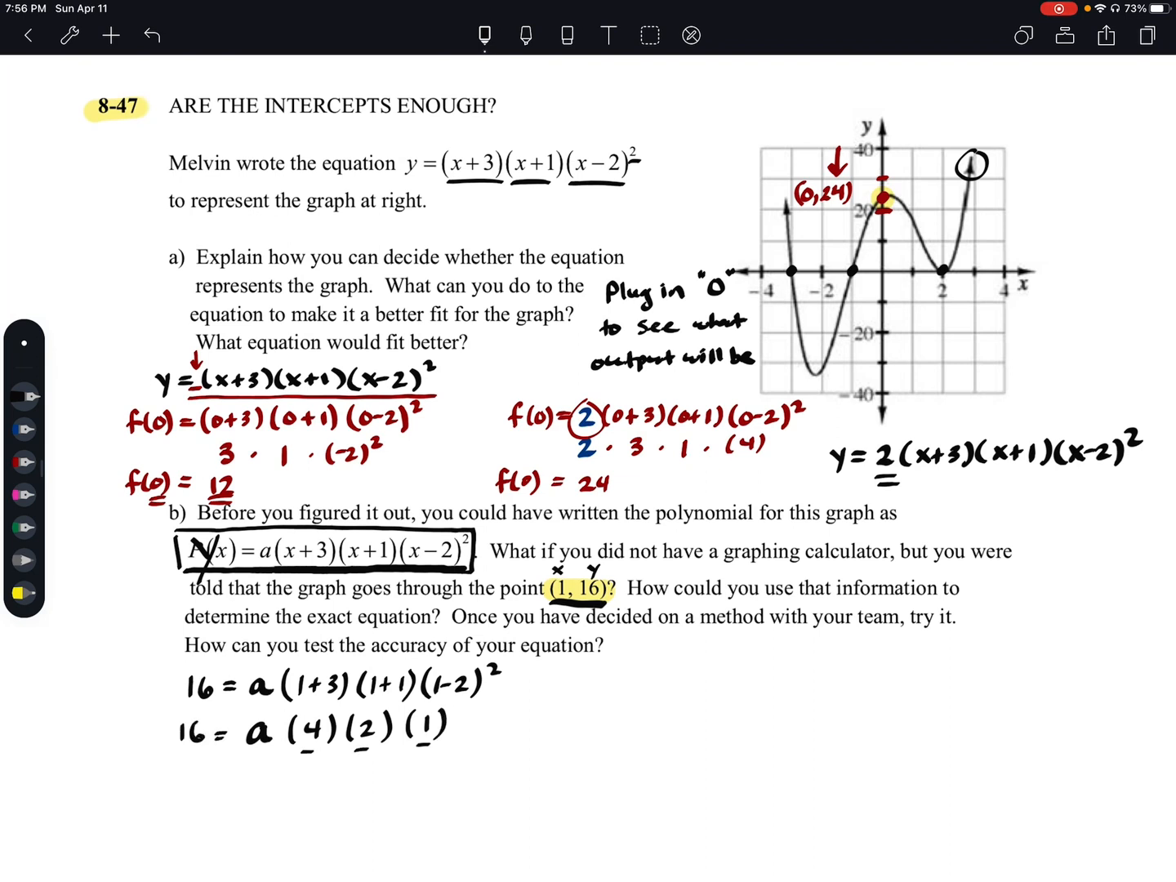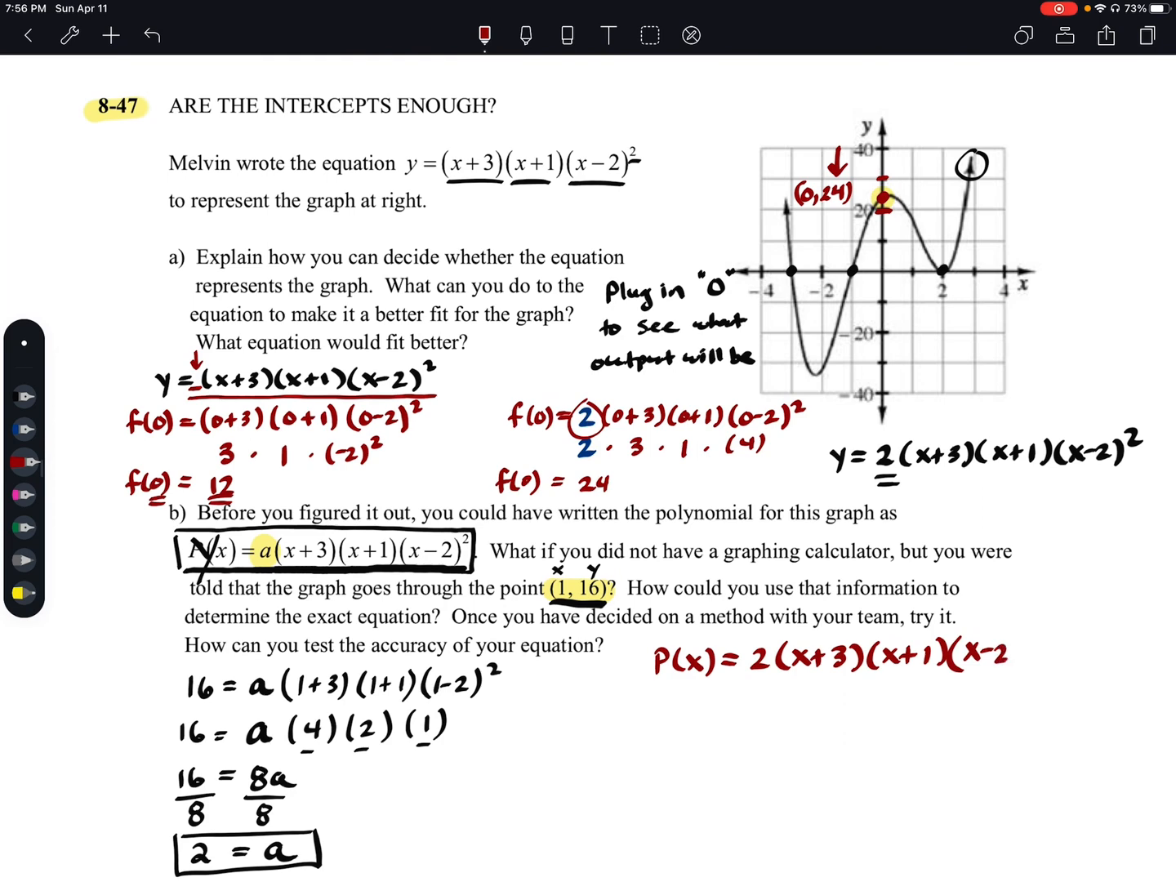So 4 times 2 times 1 is going to be 8, so I have 8a is equal to 16, and if I finish solving it, it helps me figure out what the stretch factor would be. So I get a is equal to 2. And then I could replace this a with the 2, and I have my equation. It would have been p of x is equal to 2 times the quantity of x plus 3 times x plus 1 times x minus 2 squared, which is like what we have up here.